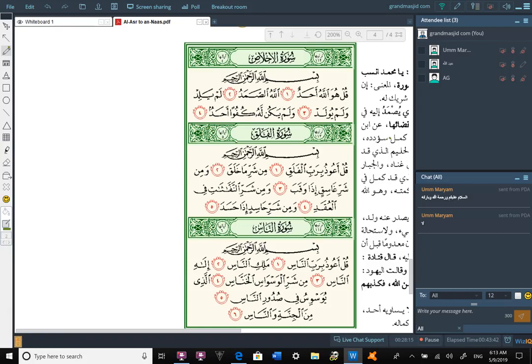وَمِن شَرِّ حَاسِدٍ إِذَا حَسَدٍ. And from the evil of the envious person when he envies. So he says, Bismillahir Rahmanir Rahim.